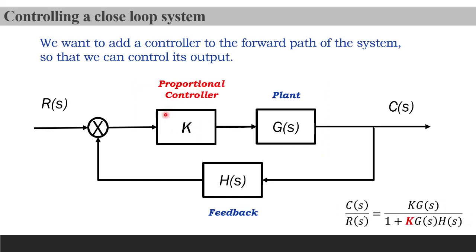So let's say I start with a very simple controller, a proportional controller, which is a value of K, which is a simple magnitude of some number, which gets multiplied by one function.